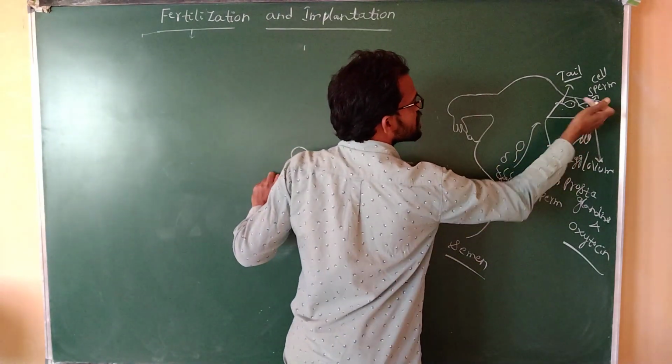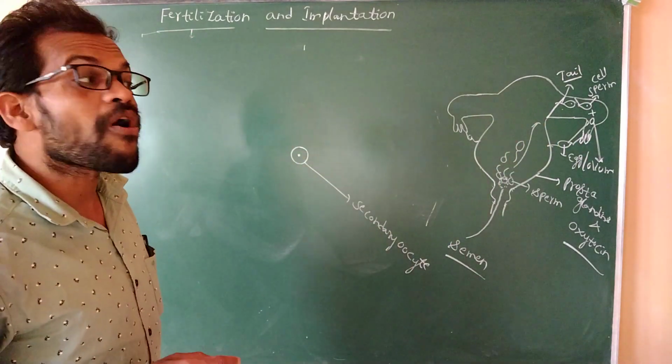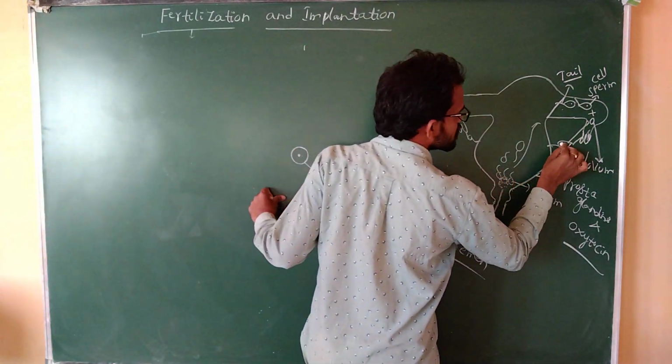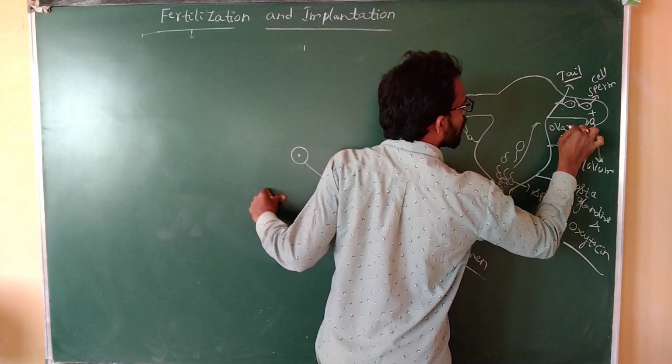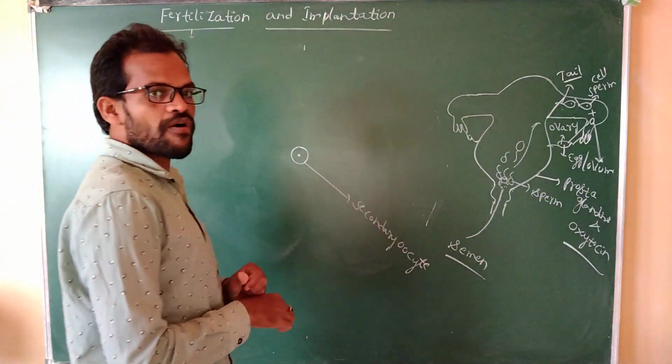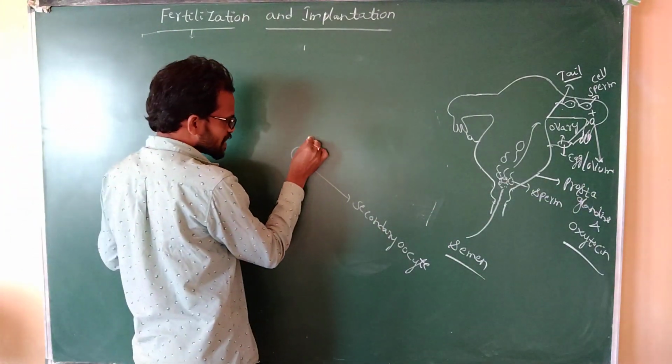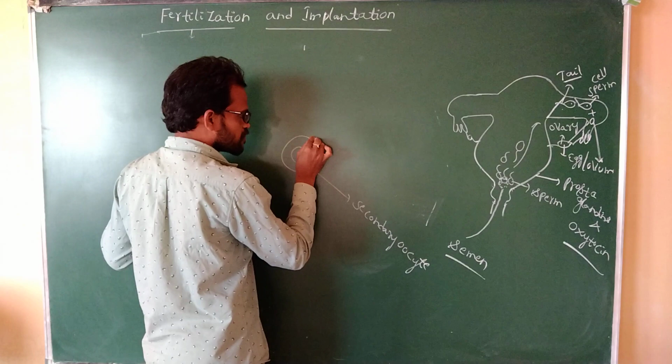The secondary oocyte is produced by the ovaries. These indicate the ovary. The ovary produces eggs, or female cells. This is the secondary oocyte.